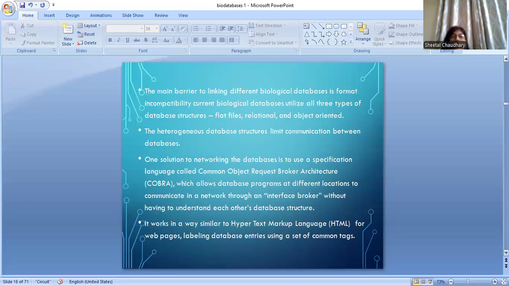The main barrier to linking different biological databases is format incompatibility. Current biological databases utilize all three types of database structures, that is flat files, relational, and object-oriented. The heterogeneous database structures limit communication between databases. One solution to networking the databases is to use a specification language called Common Object Request Broker Architecture, that is CORBA, which allows database programs at different locations to communicate in a network through an interface broker without having to understand each other's database structure. It works in a way similar to hypertext markup language, that is HTML, for web pages, labeling database entries using a set of common tags.